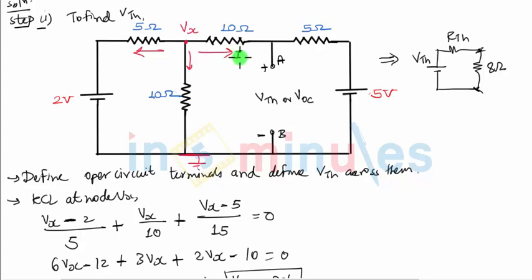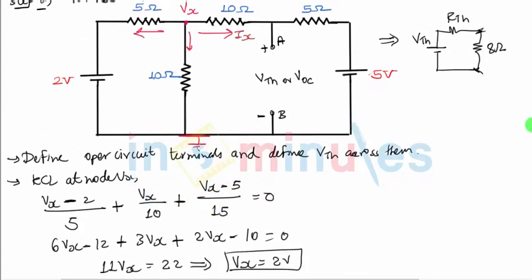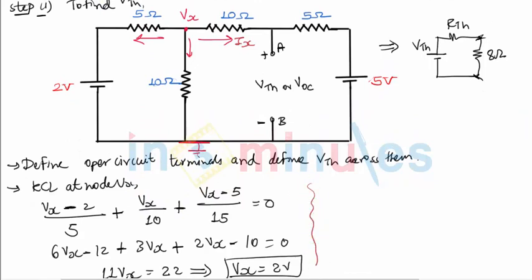Let me call this current as Ix. Current Ix is flowing through this 10 and 5 ohm resistance through 5 volts battery towards the ground. We have already used this current in writing the KCL at node Vx. So what will be the value of Ix?